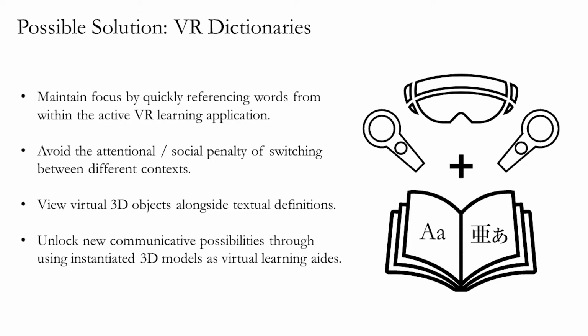A possible solution would be to incorporate a VR dictionary directly into the VR learning applications. This would have the benefit of helping users maintain focus. They would avoid the attentional or social penalty of switching between different contexts. Additionally, they would be able to view virtual 3D objects alongside a text definition to help them better understand a word or concept. Additionally, virtual objects can be used as learning aids or learning props to help explain concepts for which there is typically no visual representation. Examples would include verbs or prepositions. Some examples will be given later.